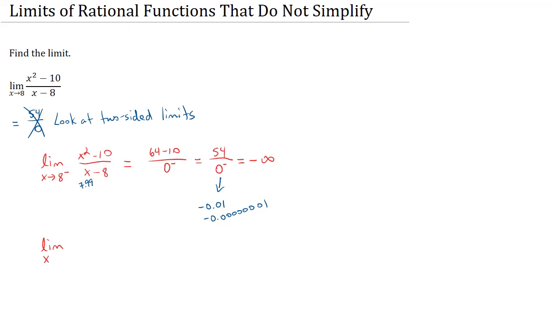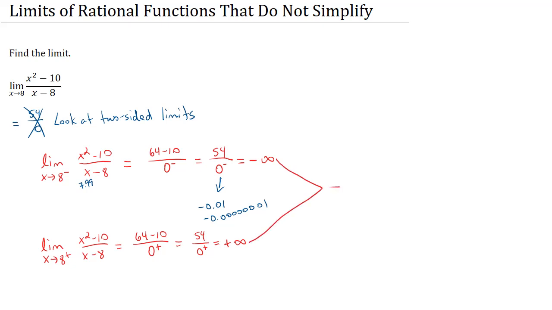Similarly, if you look at the right-sided limit, you're going to get 64 minus 10 on top again. But now when you plug in a number slightly bigger than 8 for x, the denominator is going to be 0, but a number that's positive and close to 0. And so we end up with 54 divided by a really tiny positive number, which is going to give us a really big positive number. Now, the left-sided limit's negative infinity, while the right-sided limit is positive infinity.